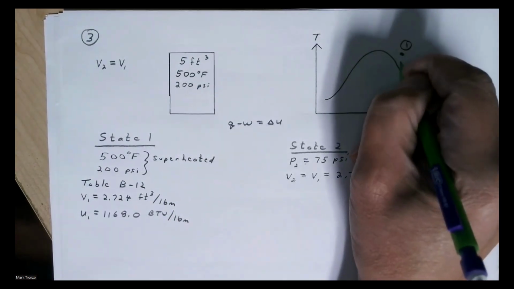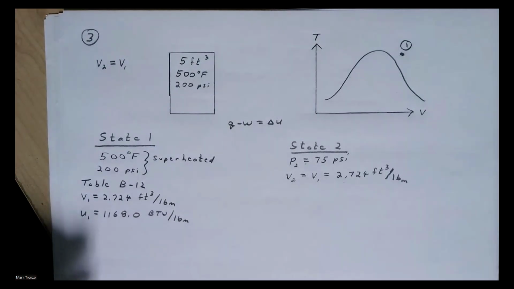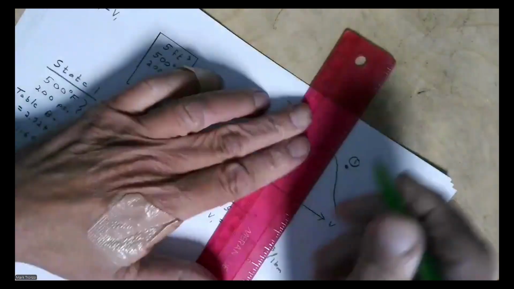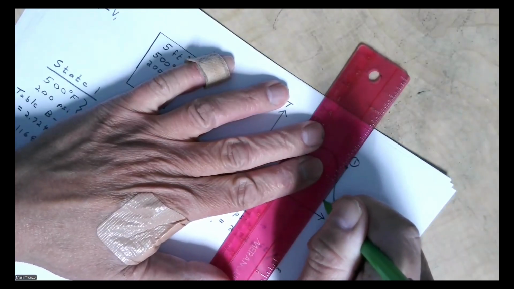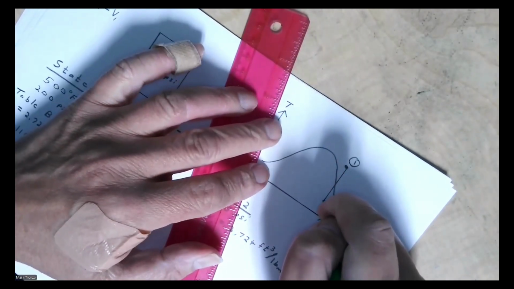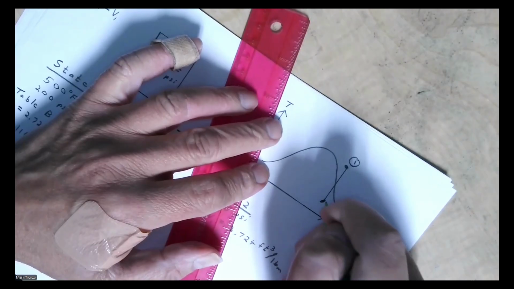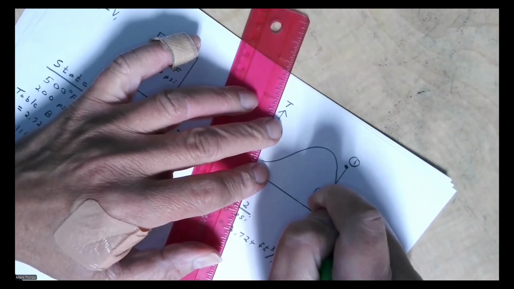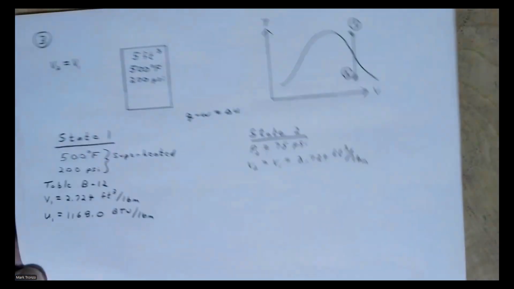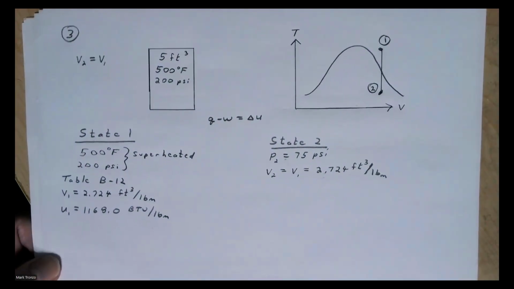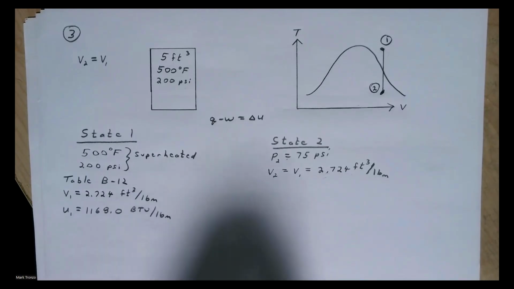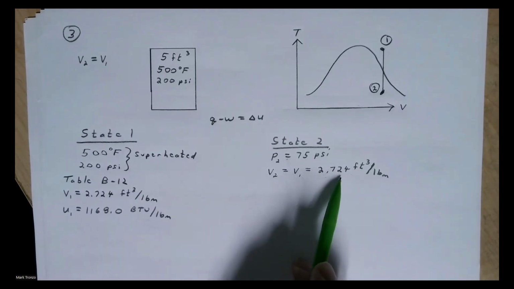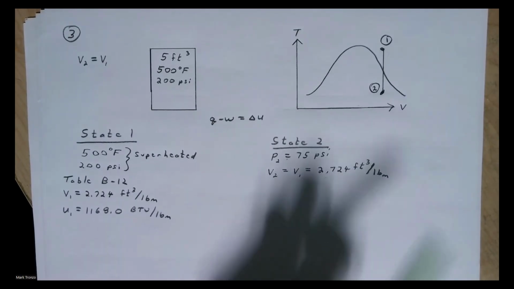So I'm not sure exactly where it's going to be, but it's going to be somewhere down here. And I'll just put it somewhere in there. I just want to put it in the saturated mixture region, like this. And so what are we going to need to find out? Again, it's between VF and VG. So we're going to have to find the quality, aren't we?